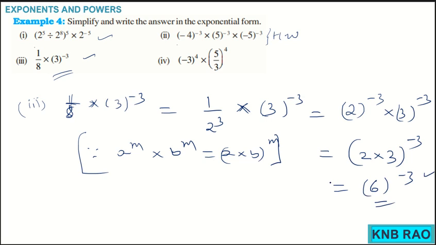So, we can do it like this, or we can write this 6 power minus 3 as 1 upon 6 cube, which is also the right answer.